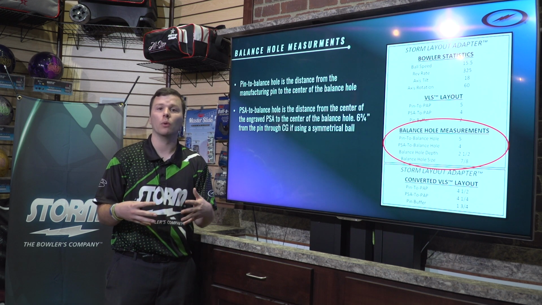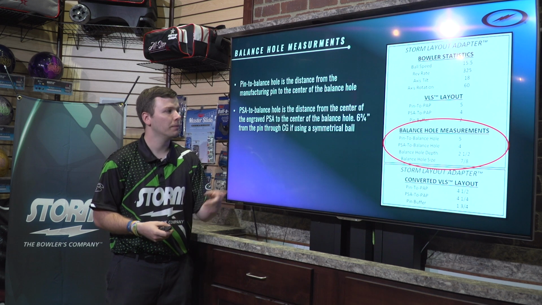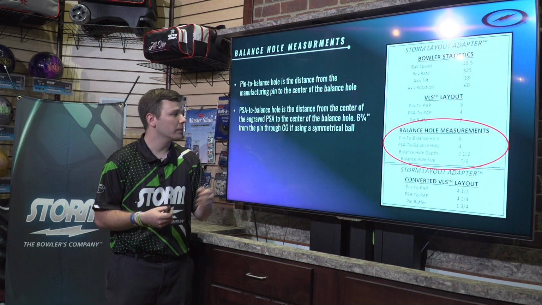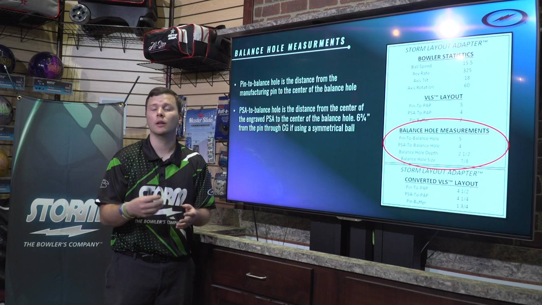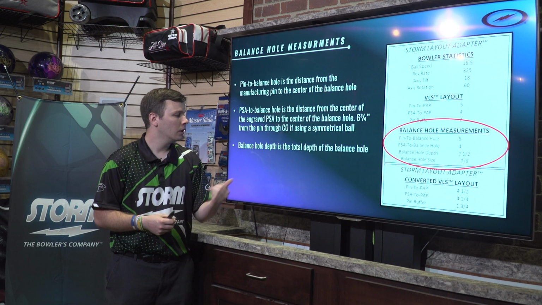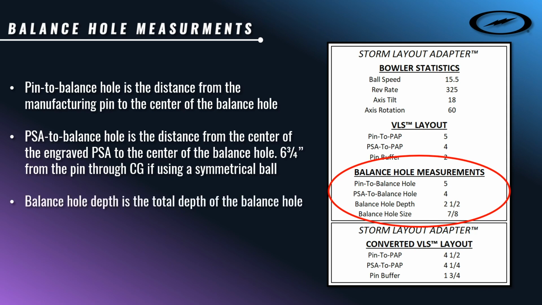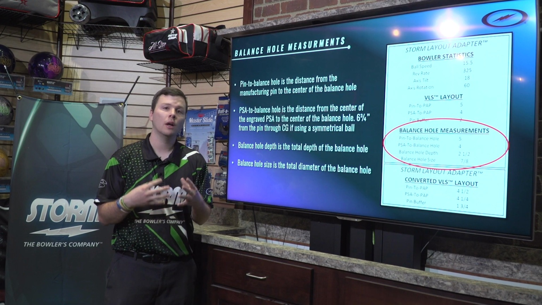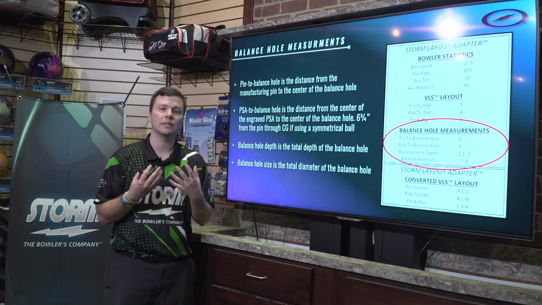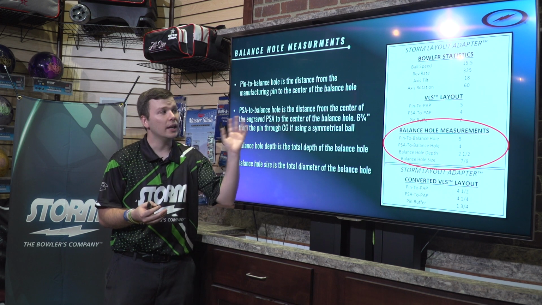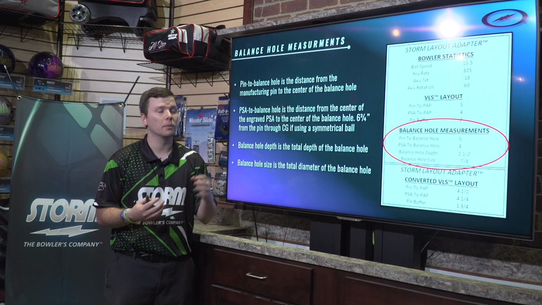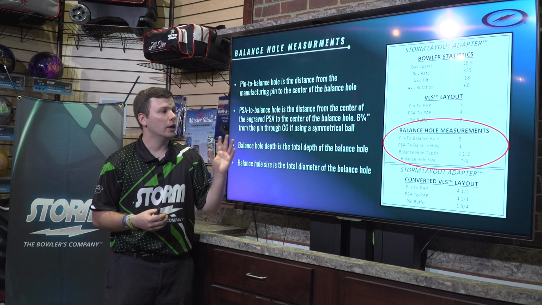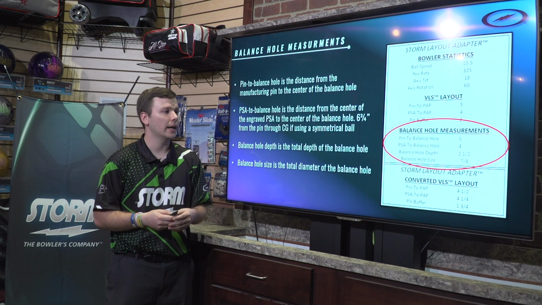The next two that we'll talk about will give us the magnitude of how much that affects it. On a side note, 6 3/4 from the pin through the CG if you're using a symmetrical ball. Again, static weight purposes only. Balance hole depth, that's going to be the depth from the surface of the bowling ball to the bottom of the hole. That's giving us part of the magnitude. And lastly here, we have the balance hole size, which is going to be the total diameter of that hole. So those two combined are going to give you the total volume of material that's been taken out of that particular balance hole in that particular place. That gives the Storm Layout Adapter everything that it needs to know in order to generate a good recommended converted layout.